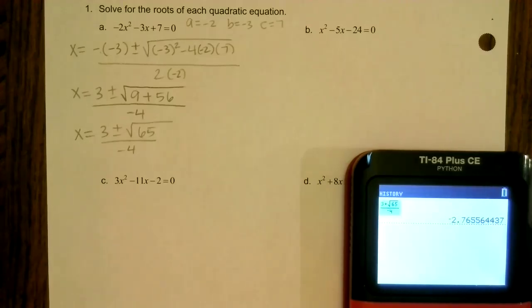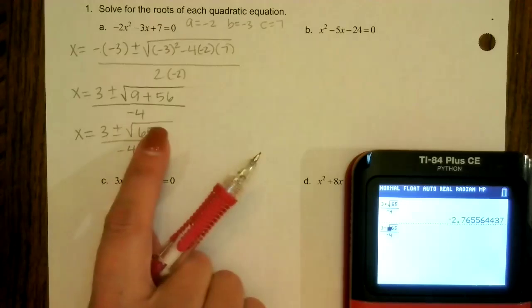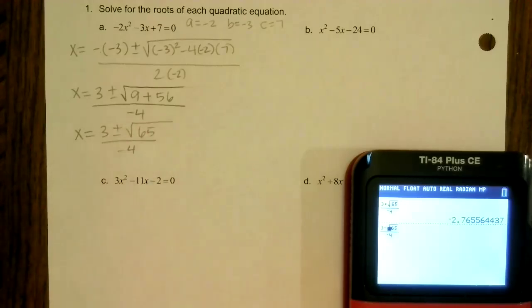I can use my arrow key to arrow up and highlight that and copy it. And so then I would change the plus to a minus. So you are doing two separate ones. That's what this plus or minus is. You're doing the 3 plus square root of 65 and 3 minus.